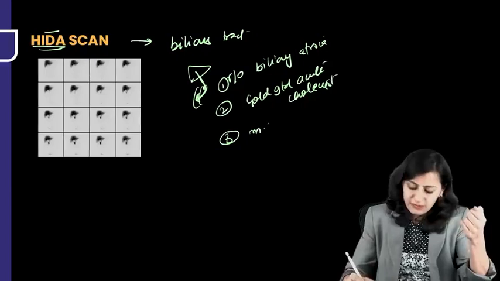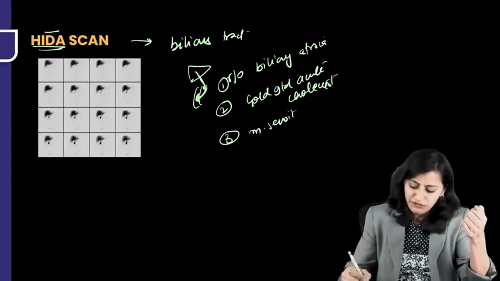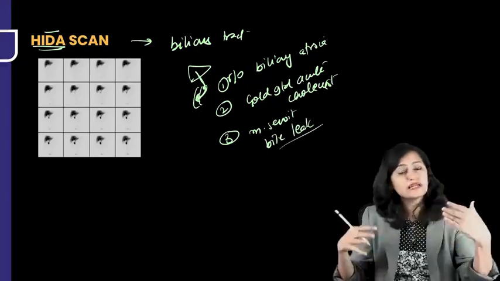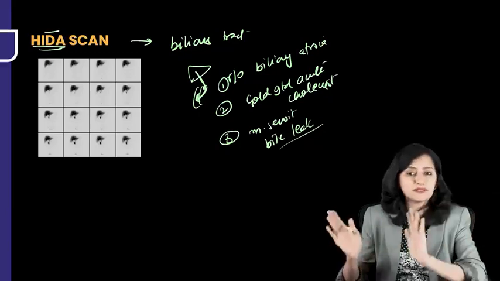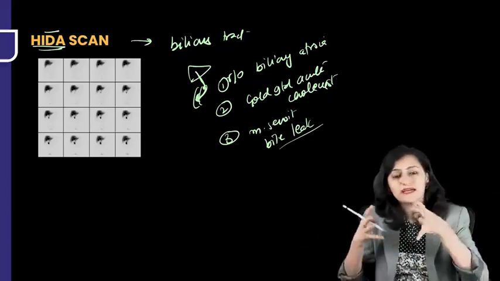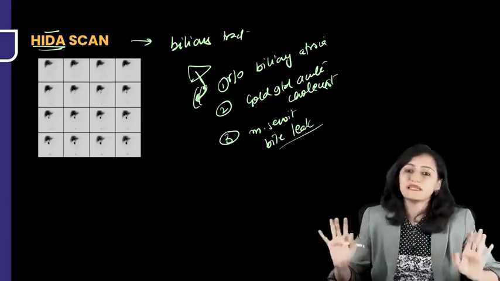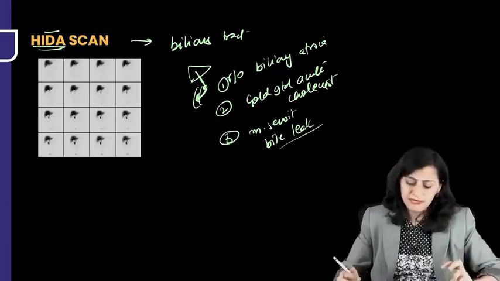And third, it is the most sensitive investigation for bile leak. It is the most sensitive. Even though it is not good for localizing the site, it is very sensitive for telling whether the bile leak is present or not present. We will see the HIDA going out of the biliary tract, accumulating at abnormal places.